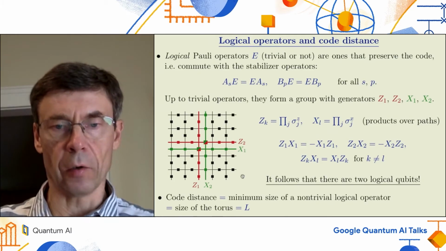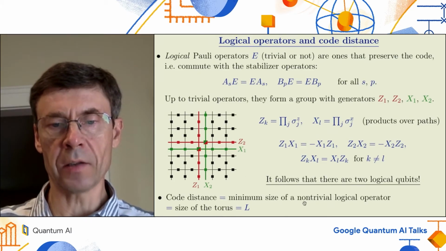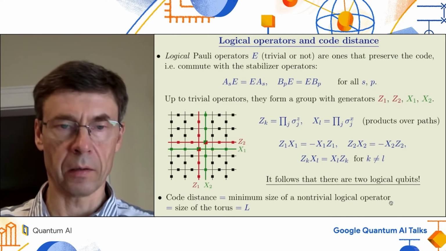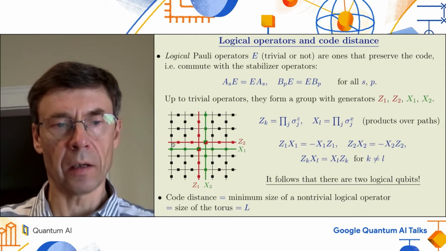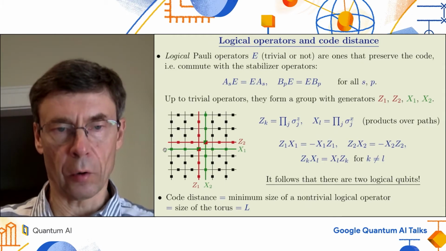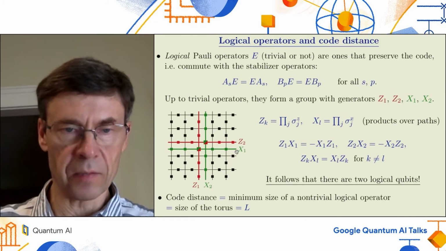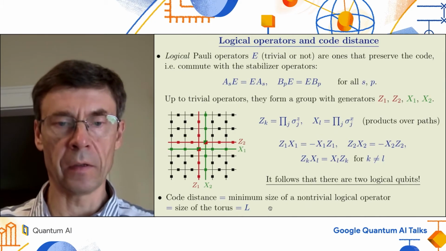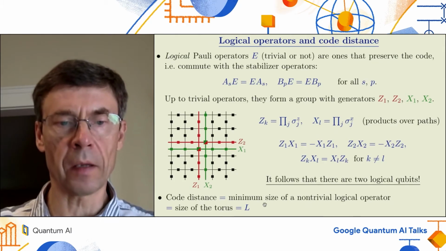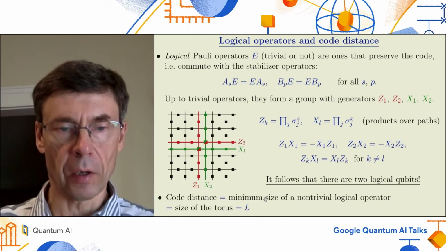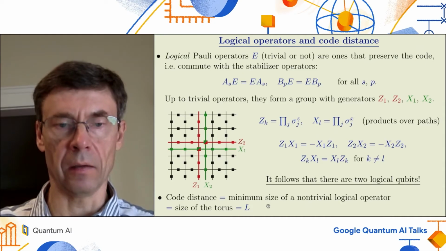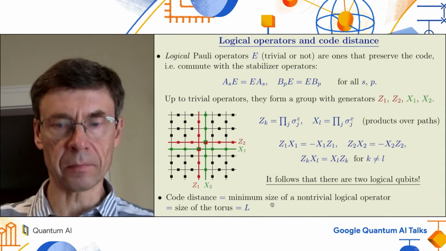The distance of the code is the minimum size of a non-trivial logical operator. A logical operator is a line going around the torus, and the smallest length is L if the line is straight. It can wiggle, then the length will be greater. So the code distance is L, the size of the torus.